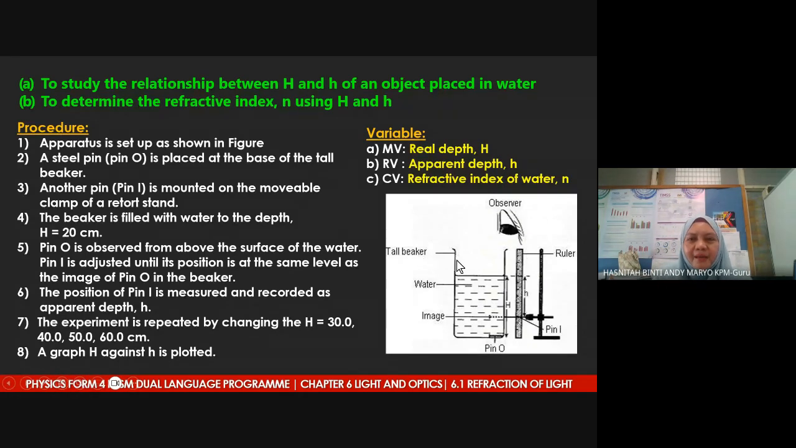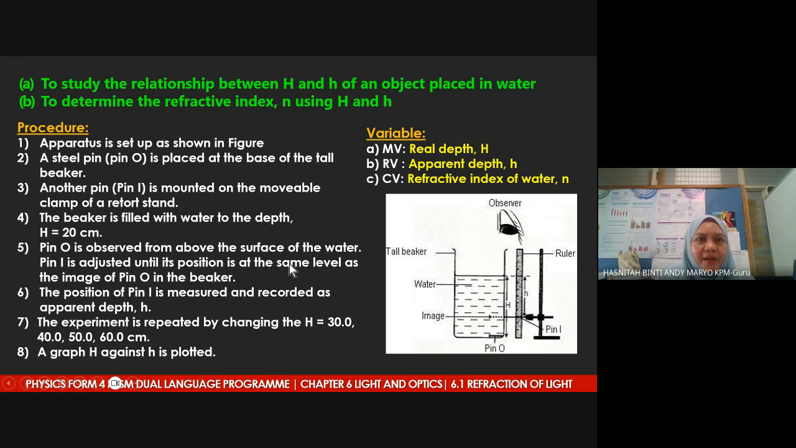So this beaker is filled up with water. Our manipulated variable is real depth. The real depth changes when we change the amount of water in the beaker. We pour different amounts of water, so it will change the real depth. Apparent depth is the responding variable. And then refractive index of water is the constant variable. We are using the same type of liquid throughout the experiment.